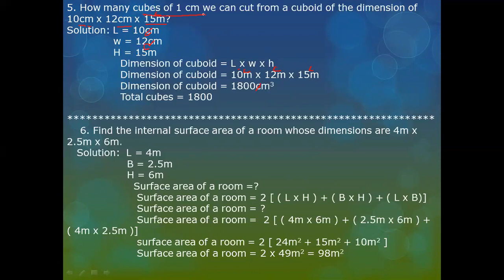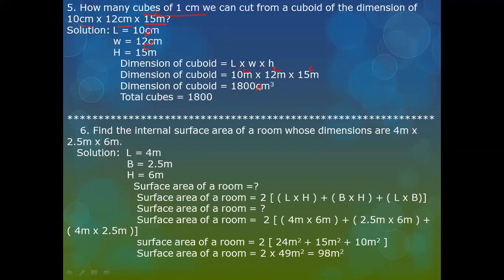Now, length 10 centimeter, width 12 centimeter, height 15 centimeter. The dimensions of the cuboid will be like length, width, height. Here 10 centimeter, 12 centimeter, 15 centimeter, overall it is coming 1800 cubic centimeter. And total cubes, we have the 1800.